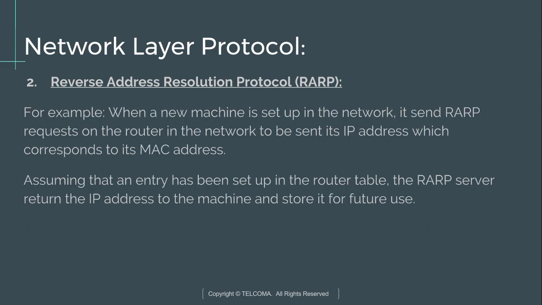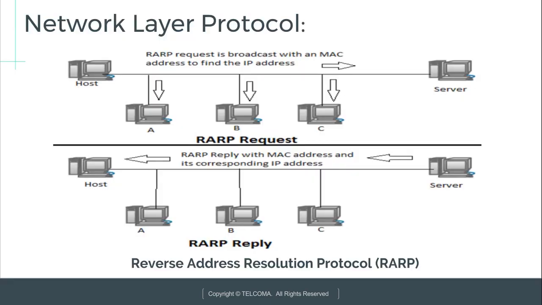For example, when a new machine is set up in a network, it sends a RARP request to the router in the network to get its IP address, which corresponds to its MAC address. Assuming that an entry has been set up in the router table, the RARP server returns the IP address to the machine, which stores it for future use. This diagram shows the RARP protocol.